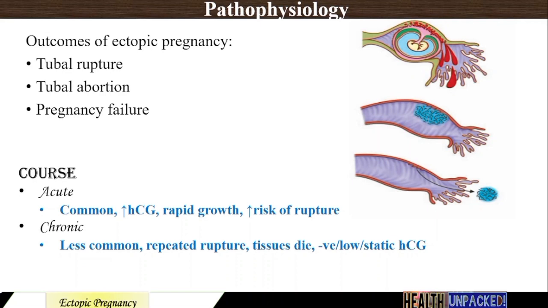In chronic, it is less common, with repeated rupture, but not totally. A small repeated rupture, and the tissue will die. That leads to a negative or very low, static amount of HCG being produced. So that's the pathophysiology. Okay, clinical manifestations.